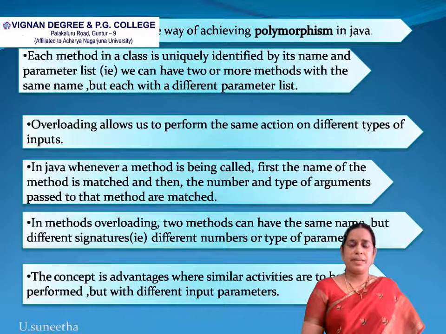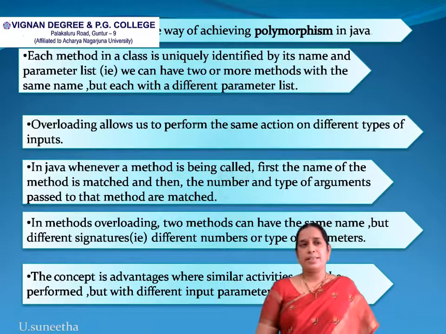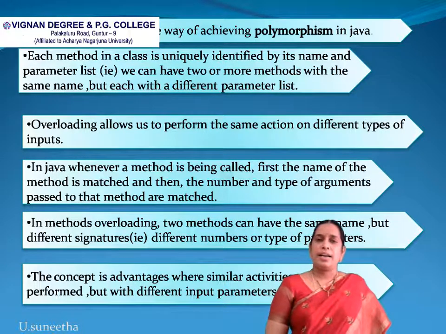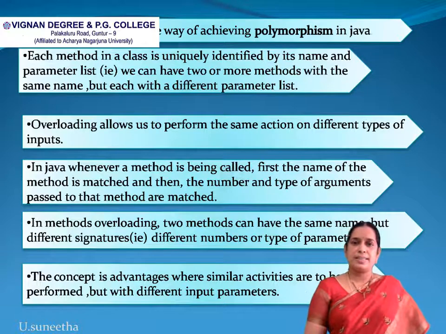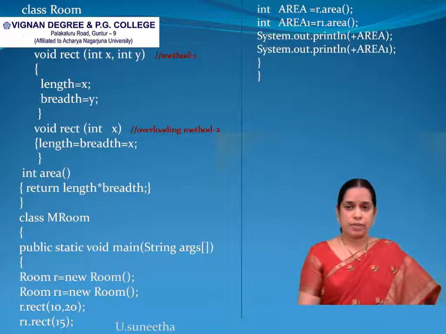In this concept, we will be using the same method name and the same return type, but the difference will be in the number and type of parameters. So method overloading means the same method name and same return type can be used any number of times, but the difference will be maintained in the number and type of parameters. And method overloading is the best example for polymorphism. We will see an example regarding method overloading.